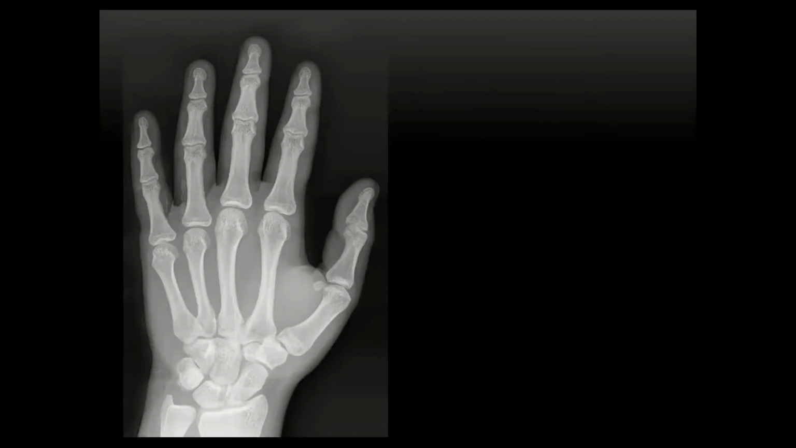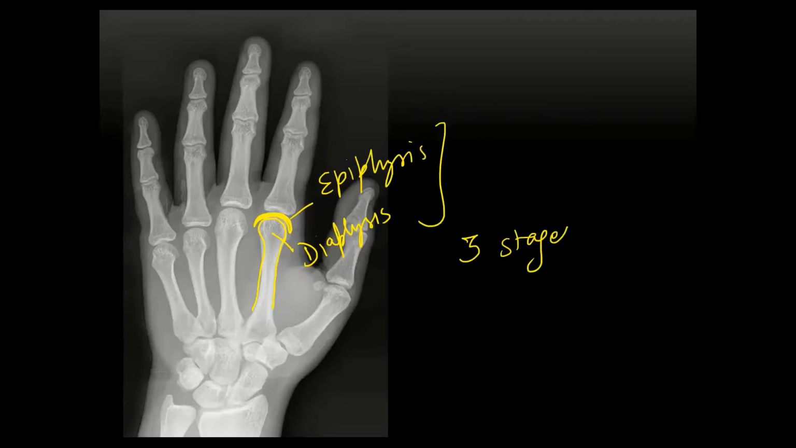One more thing you need to understand is that this is a long bone. This is the bone, and this is the head of the bone, above which there is a cartilage that grows. This is called the diaphysis, and the upper cartilage is called the epiphysis. The epiphysis and diaphysis have 3 stages.